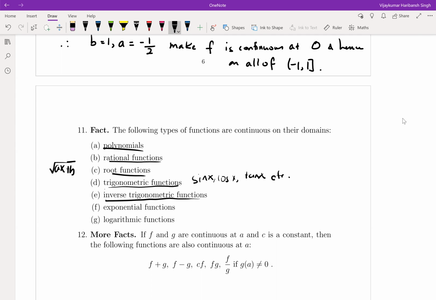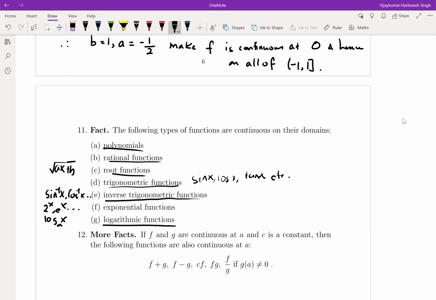Inverse trigonometric functions are continuous. Inverse trigonometric functions correspond to what? What are the examples? Examples are sine inverse x, cos inverse x, tan inverse x, and so on. Exponential functions, 2 to the power x, e to the power x, etc., are continuous on the domain. Similarly, log functions, log of x base a, are continuous on the domain.